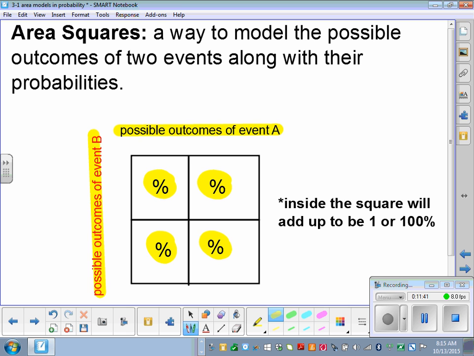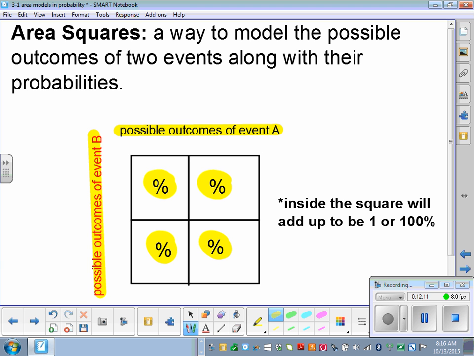Now understand something, guys. The probabilities inside here will add up to be 1. Okay, so inside here is going to add up to be 1 because it's only 100% total. Once we get all of our individual probabilities, it can only add up to be 100% total. So the inside here, you can always check and say, okay, does that add up to be 100%? Or if you're dealing with decimals, then you'll say, does that add up to be 1? Because it should, and it will, if you've drawn your area square probabilities correctly.